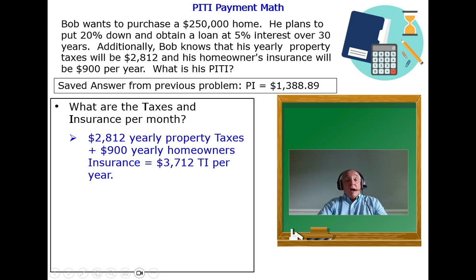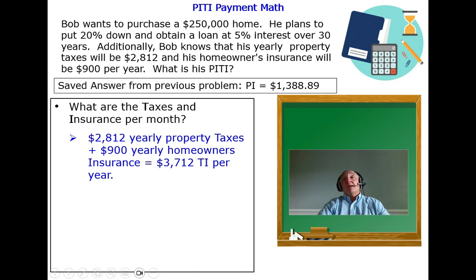So, the property taxes on this, and if you look at the problem above, Bob's now going to have to pay $2,812 in property taxes per year, and his homeowner's insurance is $900 per year. So that's the property taxes, $2,812. All right, property taxes plus $900 in homeowner's insurance. That's $3,712. But that's per year.